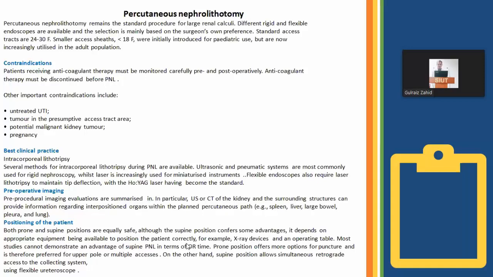Most studies cannot demonstrate an advantage of supine PNL in terms of OR time. Prone position offers more options for puncture and is therefore preferred for upper pole or multiple accesses. On the other hand, supine position allows simultaneous retrograde access to the collecting system using a flexible ureteroscope.